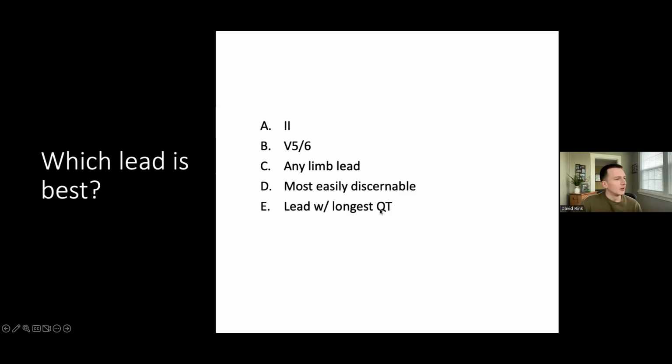Great. So I would say when I asked around and tried to look into this, all of these came up as reasonable answers. I think some combination of D and E are very reasonable approaches. There isn't really one particular best lead, but you should clearly be doing it somewhere where it's most easy for you to discern the wave morphology and calculate it. And then in particular, if one appears to have a longer QT, that would be a reasonable place to start.